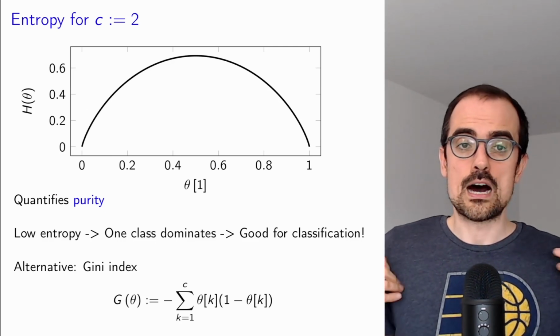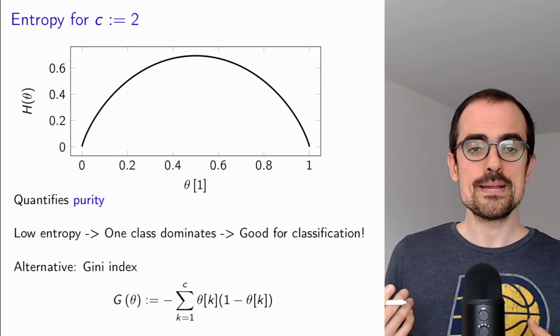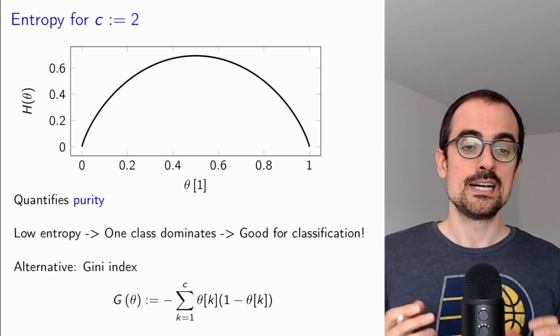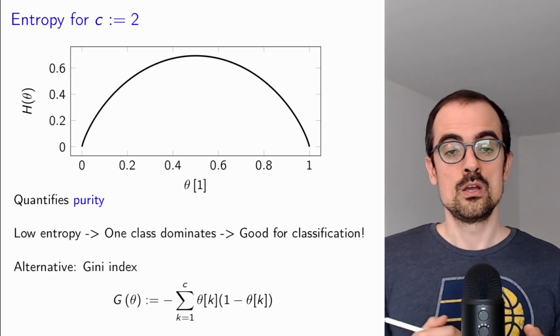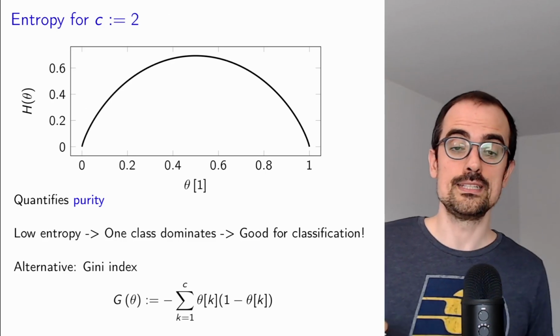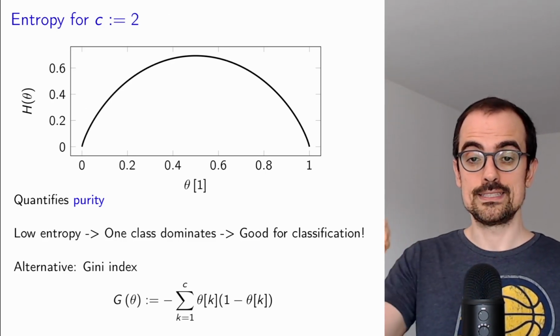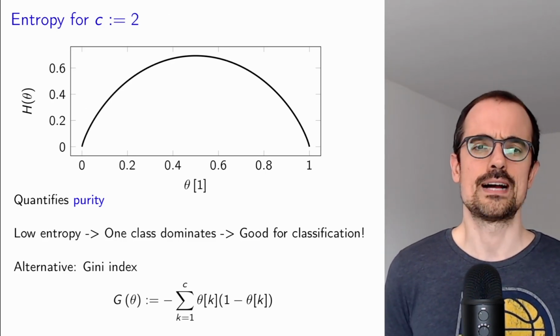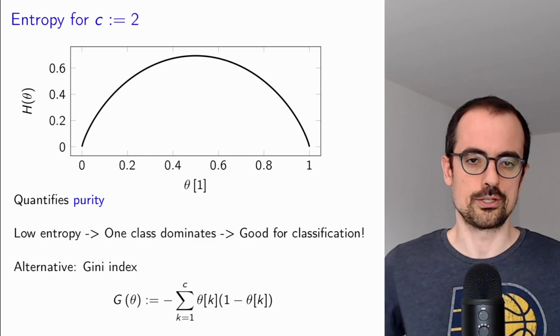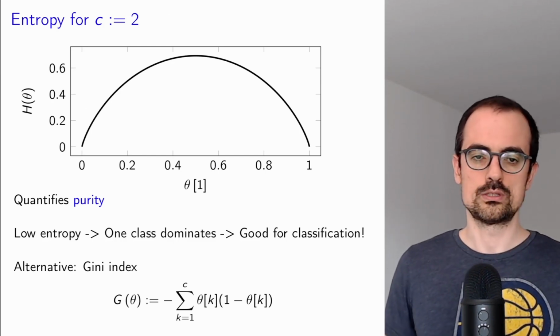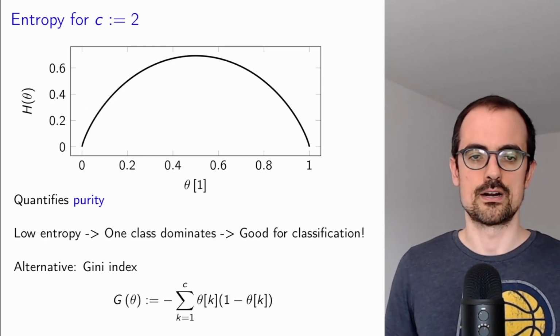Alternatively, you can use other metrics that quantify purity, and a very popular alternative is the Gini index, which is something that you can actually use in scikit-learn if you are fitting a classification tree. And in fact, I think maybe the Gini index might be the option by default, but you can also use the likelihood, and typically the estimates are very similar.